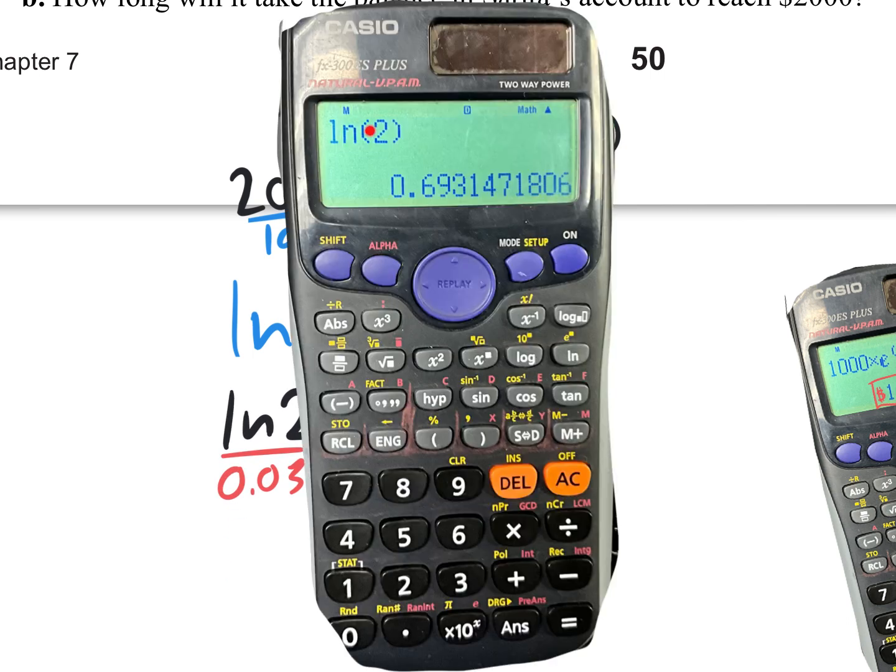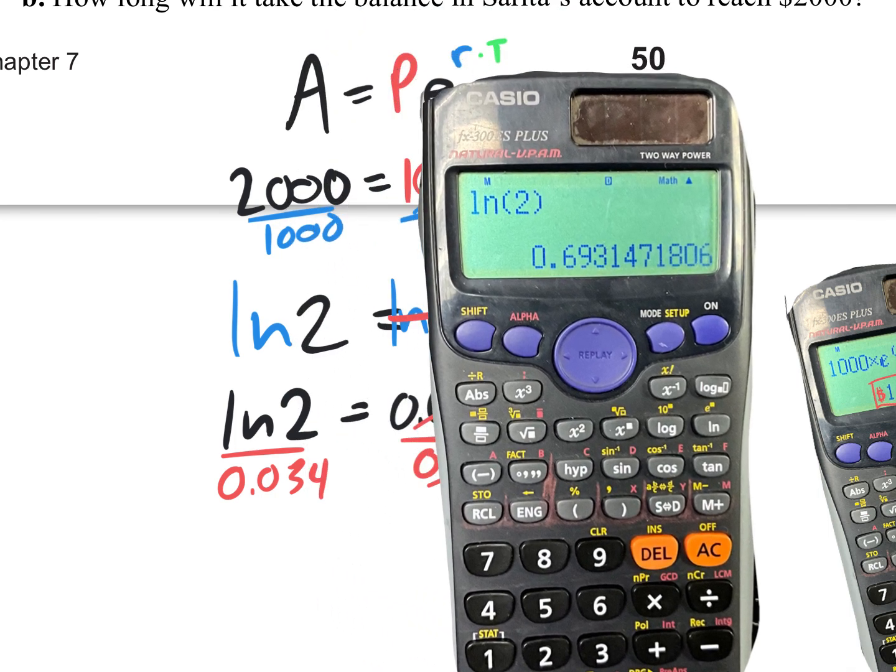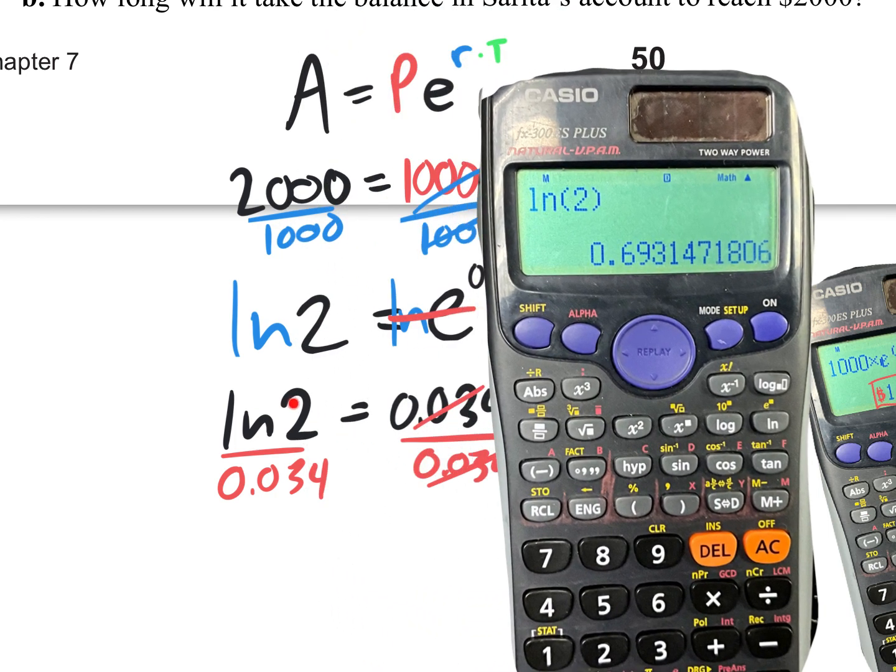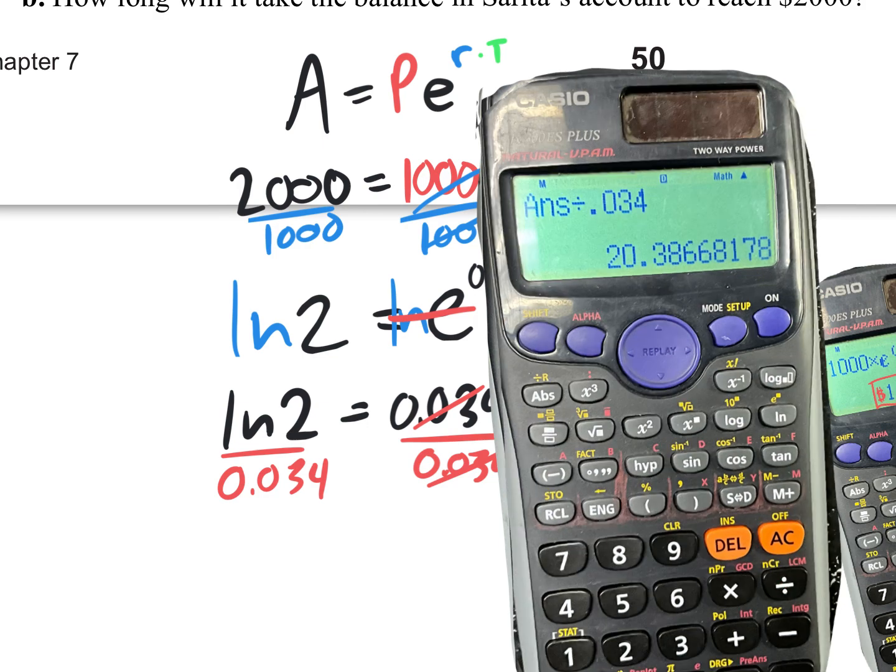So there it is. I typed in ln of 2, and I hit equal, and it gave me that crazy decimal answer, all right? So ln of 2 is this crazy decimal, and I still need to divide this crazy decimal by 0.034. So all I have to do now is hit the divided by 0.034. So we end up with 20.38. So the bottom line is, how long will it take for her $1,000 to become $2,000? A little over 20 years. That's sad, huh? So I would say like 20.4 years. Almost 20 and a half years.